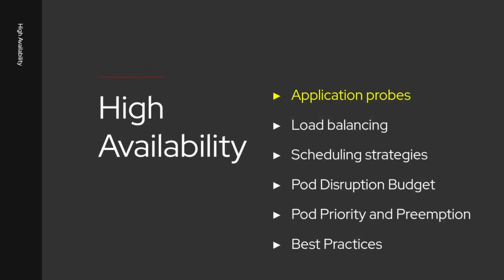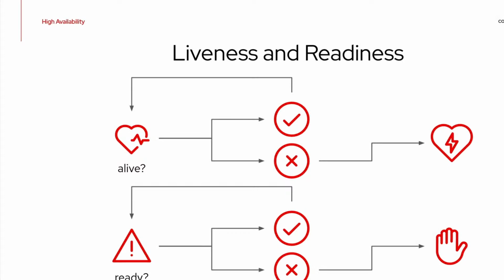Now, to improve reliability and availability of applications, we use application probes. Let's take a look at how application probes help in achieving high availability. OpenShift includes two types of probes for evaluating the status of applications. A liveness probe examines whether an application is functioning properly and if not, causes it to be restarted. A readiness probe examines whether an application is ready to receive traffic and if not, causes it to be removed from the service endpoint list.